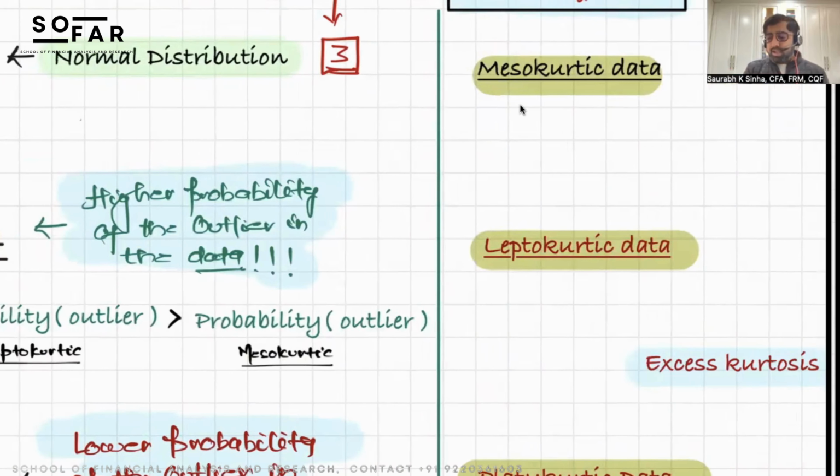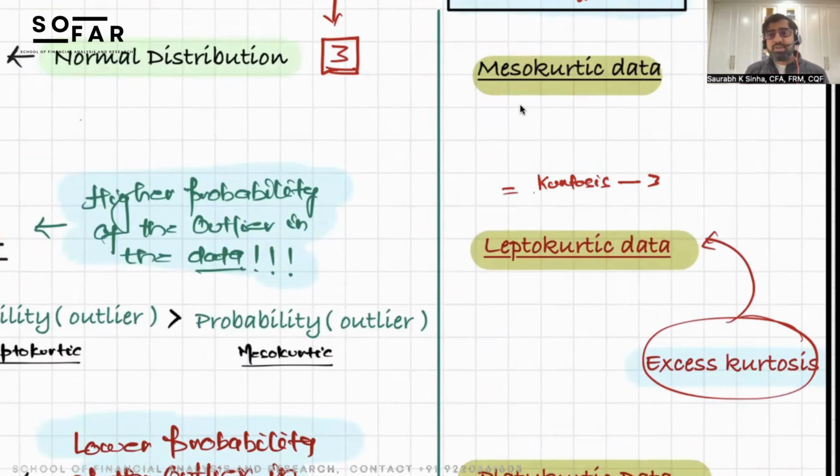That's it. If the kurtosis is greater than 3, then kurtosis minus 3, which is the excess kurtosis, will give you a positive number. So it is going to be a leptokurtic distribution. If I got a distribution and the kurtosis is less than 3, then the excess kurtosis will give me a negative number, and that is going to be a platykurtic distribution.